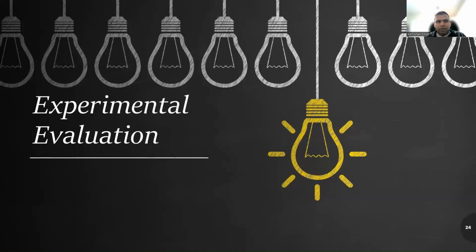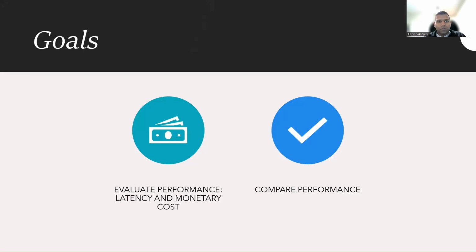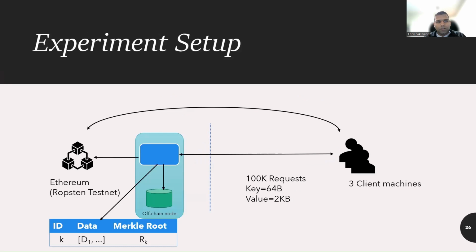To experimentally evaluate WedgeBlock, we use 2 metrics. One is the latency of executing the requests on WedgeBlock, and the second is monetary cost, which is the cost of writing data onto the blockchain in the cryptocurrency. We then compare WedgeBlock's performance with similar systems. The experimental setup is shown here. We have 3 client machines that push requests onto the off-chain node, and we use the Ropsten testnet to test our smart contracts on a realistic Ethereum setup.